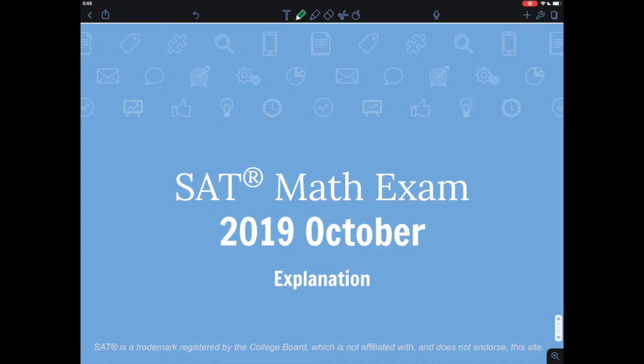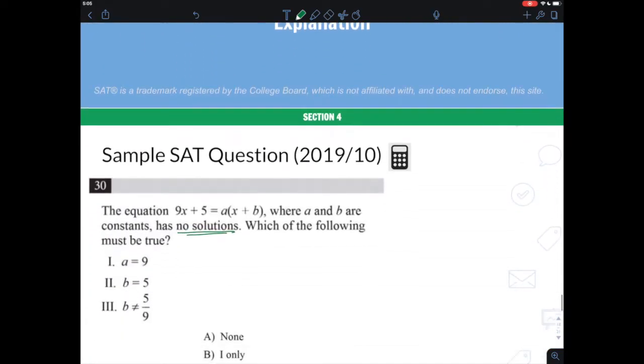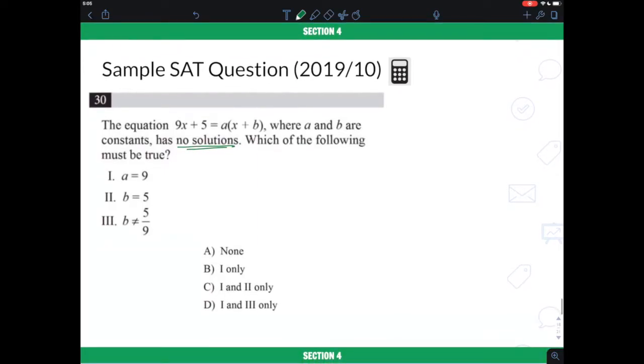In this video, we will talk about the 2019 October SAT exam, section 4, question number 30. Okay, so for this question, let's take a look at this question first because it's going to hit a few concepts. It sets the equation 9x plus 5 is equal to a parentheses x plus b, where a and b are constants, has no solutions. So this equation has no solutions. Which of the following must be true?